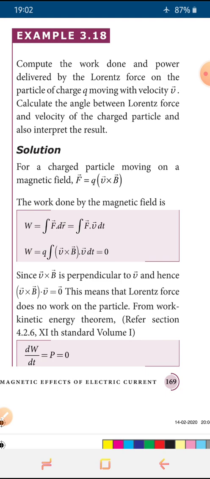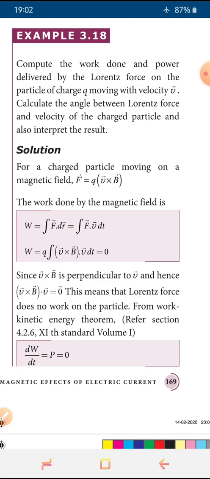In this solution, we know the useful formula for the magnetic Lorentz force is F vector is equal to q of v vector cross B vector. Then we have to find the work done. That is the question. Also, we have to find the power. So first we will find the work done.